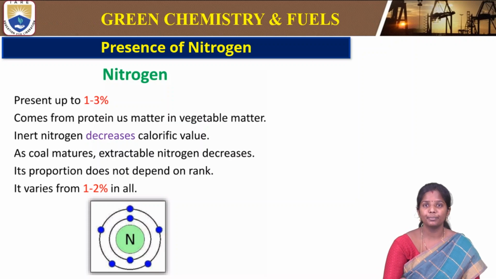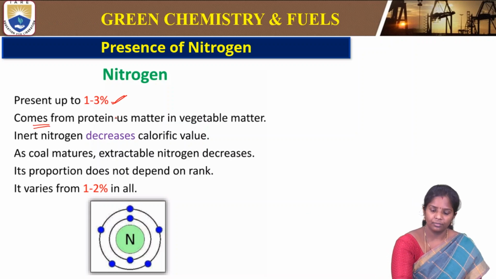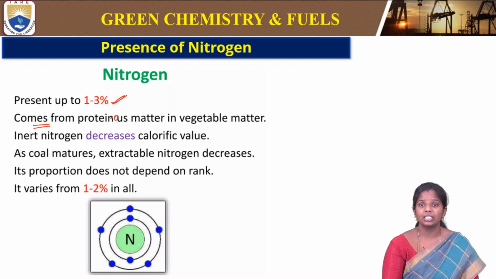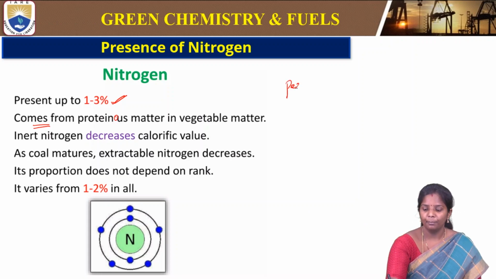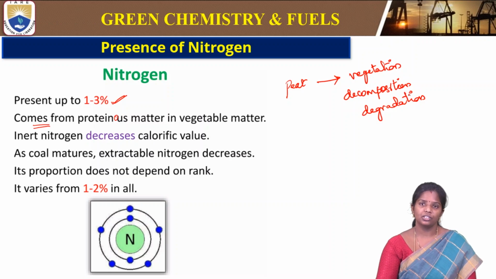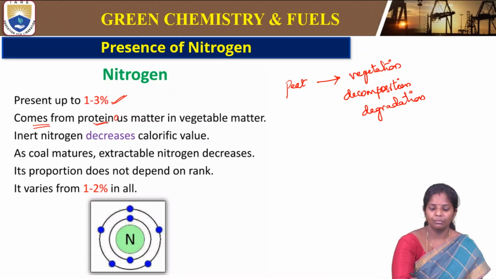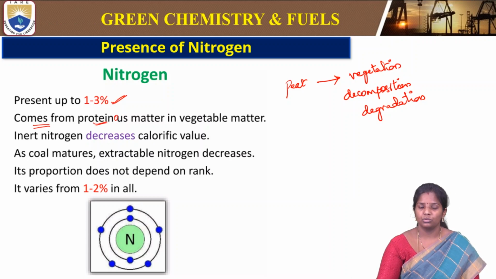Then nitrogen. It is present at about 1 to 3% in all types of coals. Where does it come from? Proteinaceous matter in vegetable matter. We have studied that peat formation happens from vegetation through decomposition or degradation. From this degradation, peat formation takes place, and all the proteinaceous matter gets converted into nitrogen. What is proteinaceous matter? It is nothing but amino acids, which contain nitrogen, obviously.